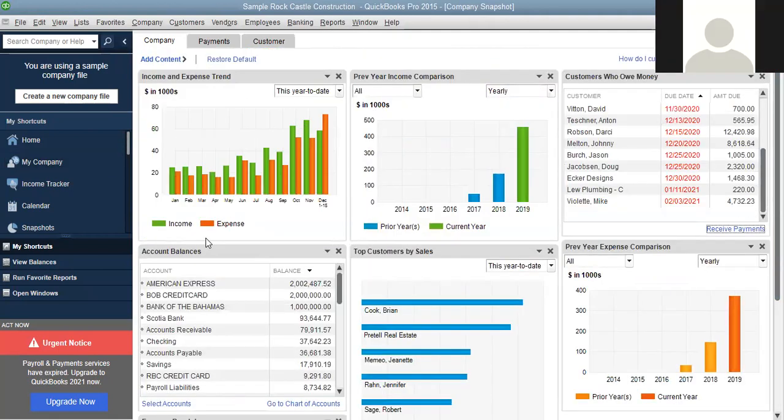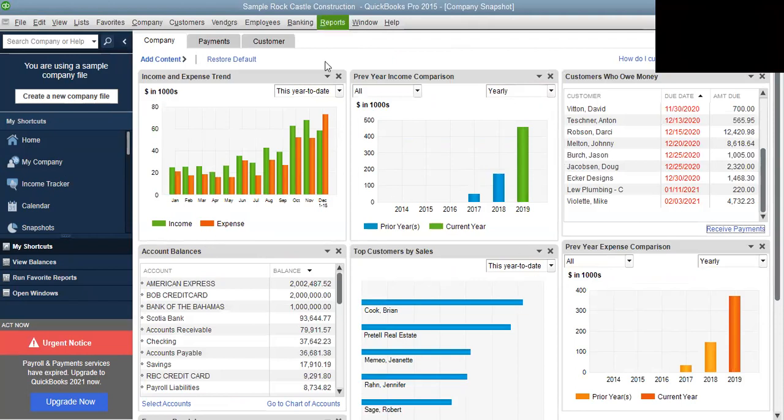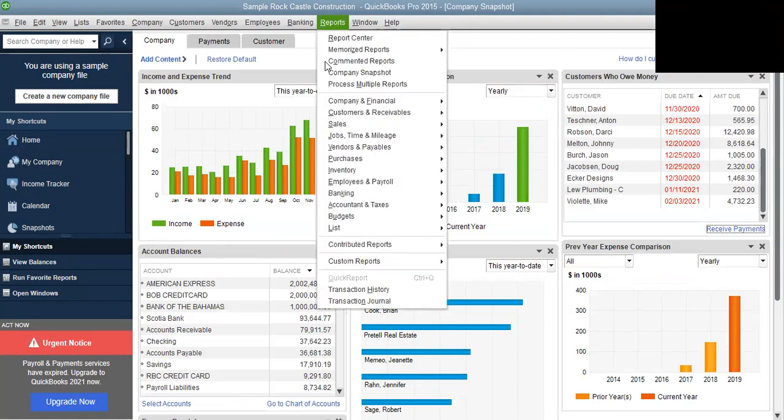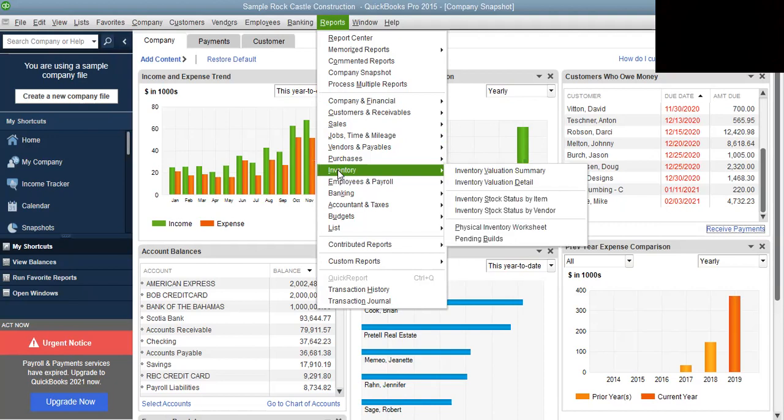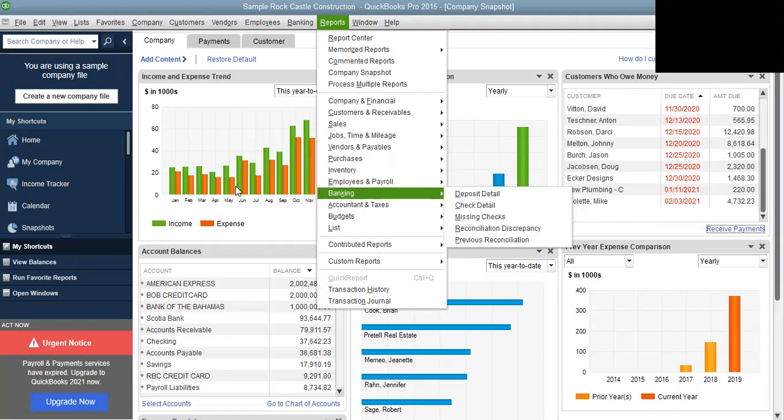This shows you trends and expenses and everything. And with this you see the sales reports, purchase reports, inventory reports, all types of reports here. But the most important reports are your banking reports, budgets, and your company and financials.